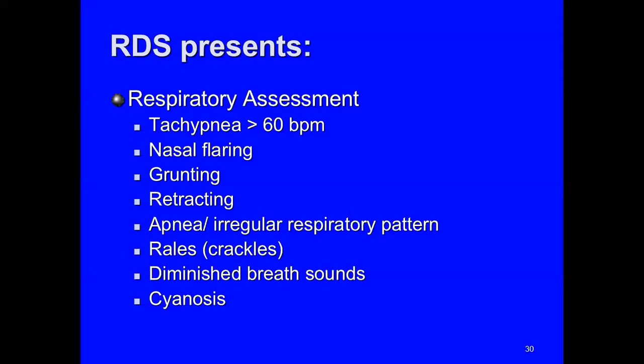There are also diminished breath sounds and cyanosis. So these are some features that can be assessed by respiratory examination, and they are helpful in the diagnosis of a case of respiratory distress syndrome.